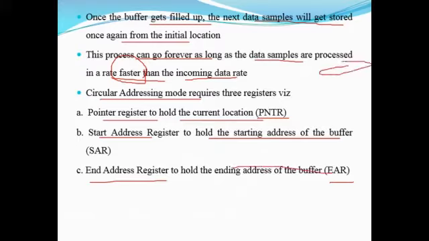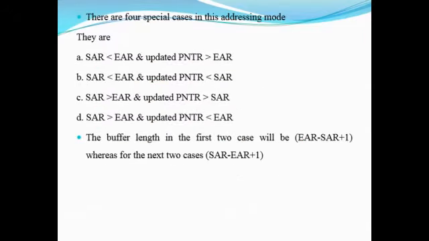So this is a circular buffer and this is the initial location, this is the last location. So the samples are sequentially stored here one after the other. So the address of each location is identified where the samples are to be stored. Then there are four special cases in this addressing mode depending on the address. So one is the starting address register content is less than the end address register, but the updated pointer is greater than the end address register.